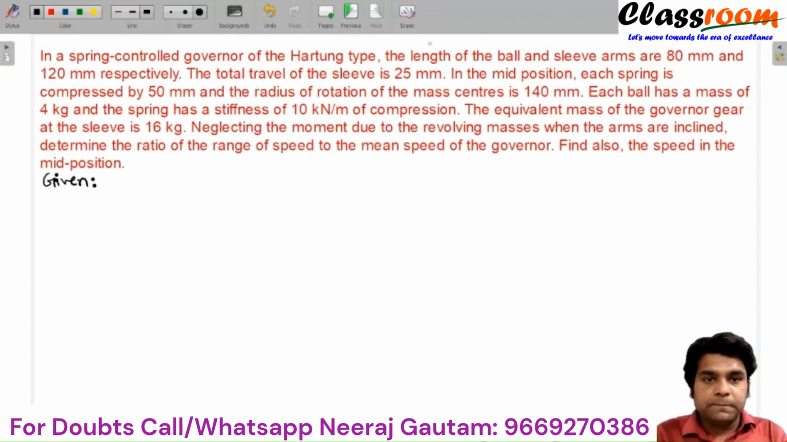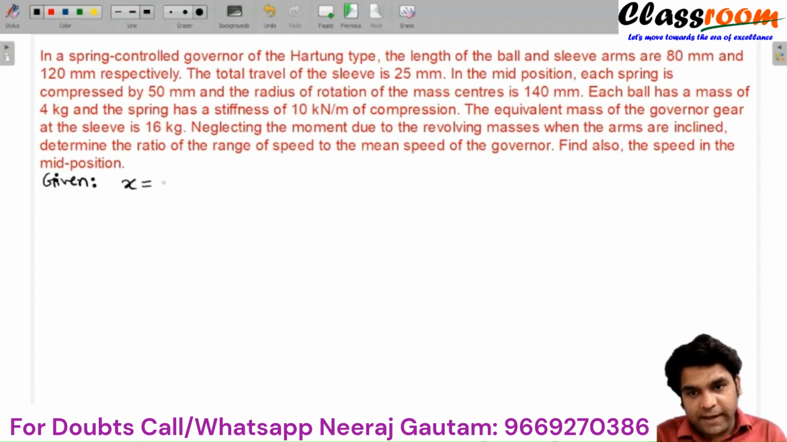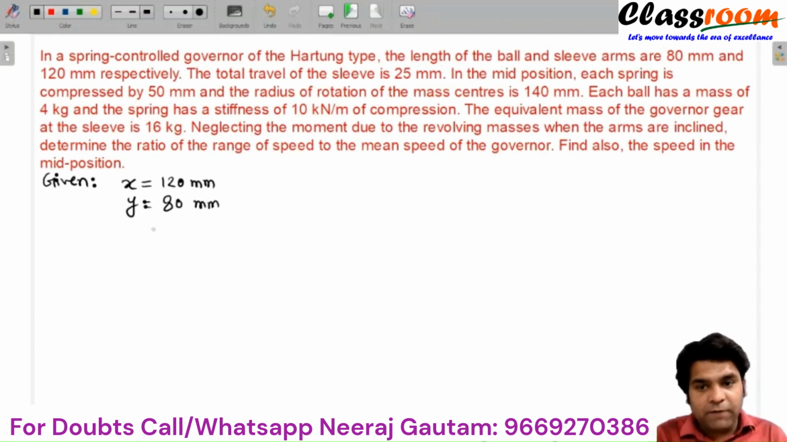Now here the sleeve arm and ball arm are these. So the ball arm is x, that is 120 mm. The sleeve arm is y, which is 80 mm. The total travel of the sleeve, that is the total sleeve displacement from the minimum to the maximum position, is h, 25 mm.